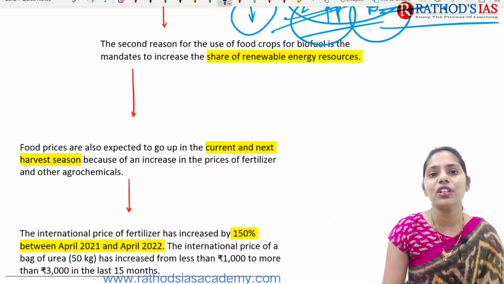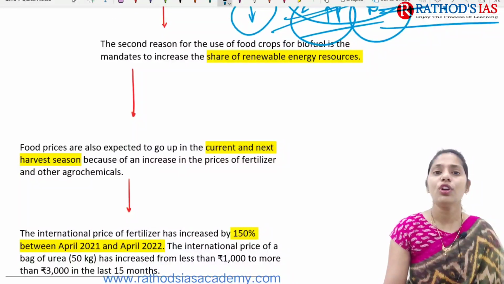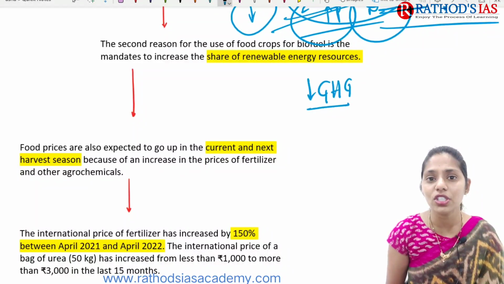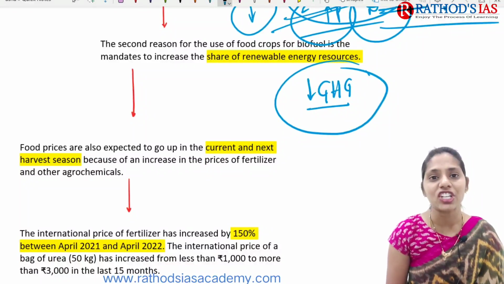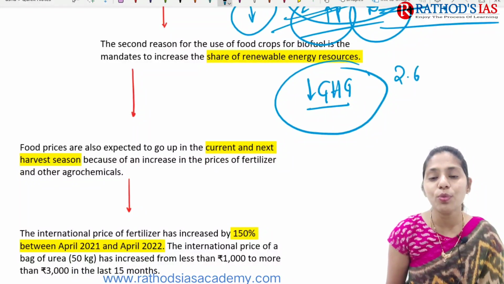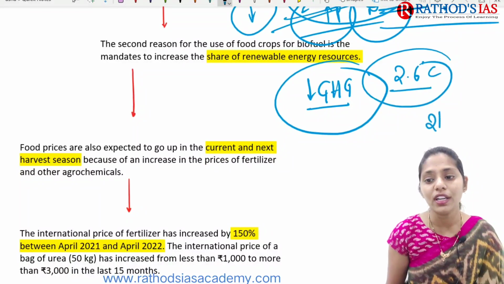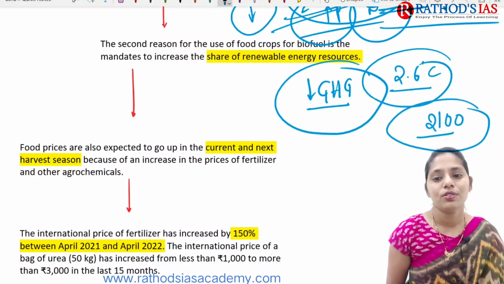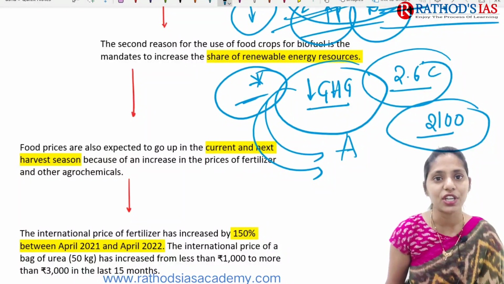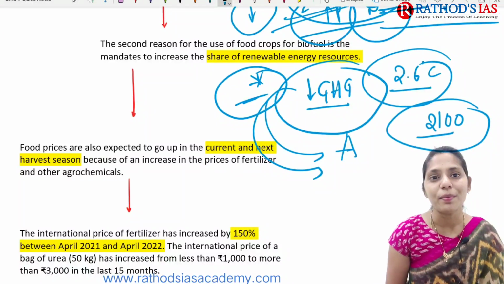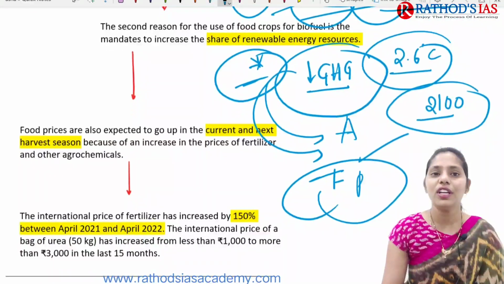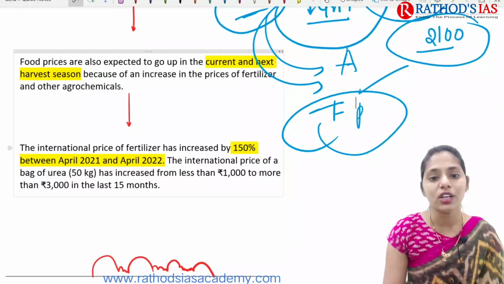The second reason for the use of food crops for biofuel is that we are mainly focusing on renewable energy resources, so we need to decrease greenhouse gas emissions. As you all know, the recent climate action report said that even with the measures we are going to take, there might be a temperature increase of 2.6 degrees by the year 2100. So we also need to focus on climate change, because it will have further impacts on agriculture. Whenever there is a drought or decreasing soil productivity, it will automatically have a negative impact on food productivity, right?